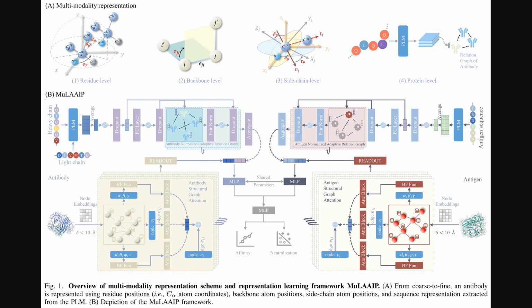Then, Part B, that's the MuLAAIP framework itself. It shows how the sequence information and the structural data processed by those graph attention networks we mentioned earlier are handled in parallel for both the antibody and antigen. These different streams of information are then combined using multi-layer perceptrons, or MLPs. MLPs are a fundamental kind of neural network that, in this case, learn to weigh all these different features to predict important outcomes like binding affinity and neutralization. This framework really showcases their comprehensive approach to integrating diverse information.